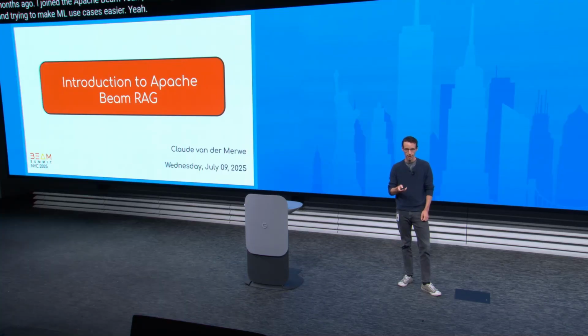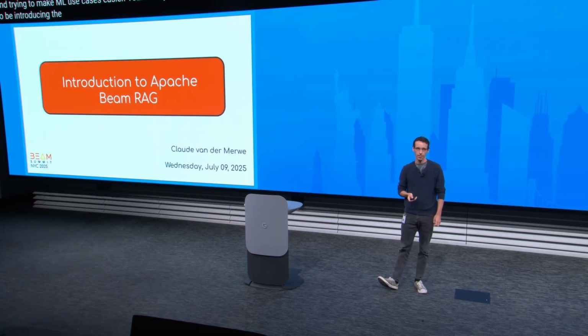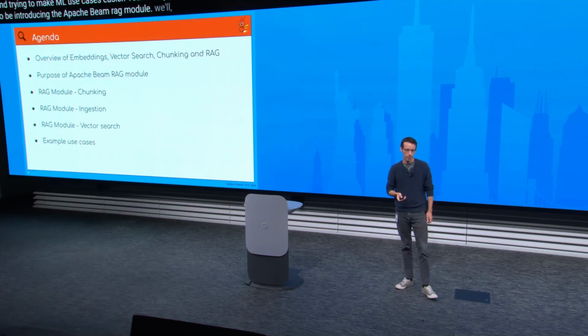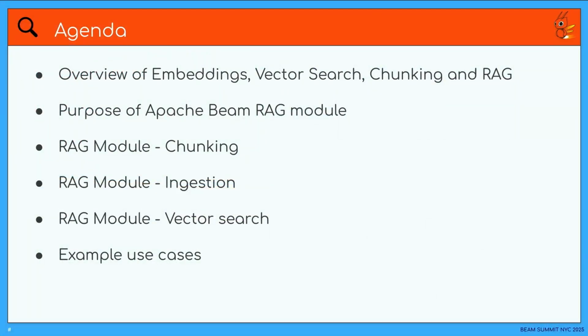So today I'm going to be introducing the Apache Beam RAG module. We'll start off with an overview of embeddings, vector search, and just the components that make up RAG for those not familiar. I'll discuss the motivation of a specific RAG module in Apache Beam. We'll dive into the components, chunking, ingestion, vector search, and then I'll discuss some brief use cases.